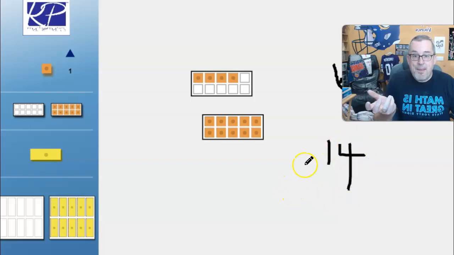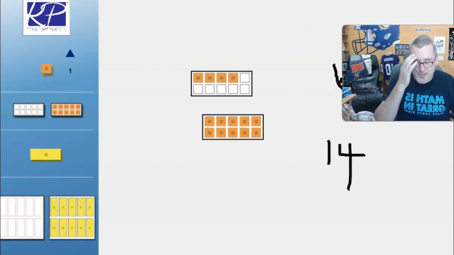Now, as we progress, students might imagine 6 plus 8. Well, I can take 2 from the 6, add it to the 8, and make 10. That would leave me at 4 plus 10 is 14.